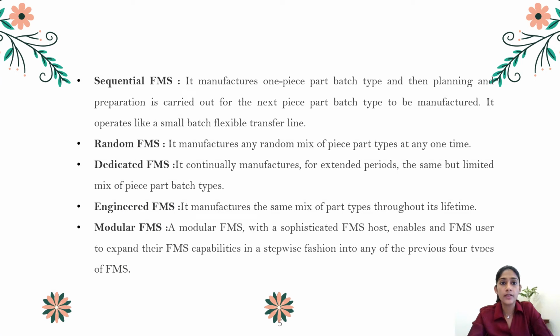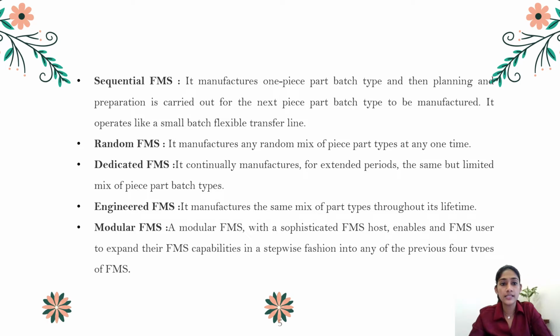So what is meant by sequential FMS? It produces one piece part batch and then plans and prepares for the production of the following piece part batches. It functions like a flexible small batch transfer line. And the second one is random FMS. It manufactures any random mix of piece part types at one time. So it produces random combinations of different part kinds at once.